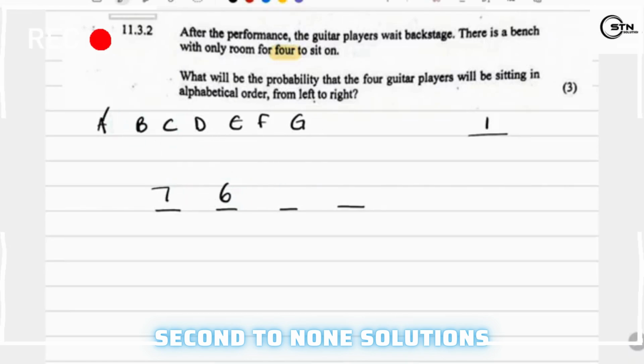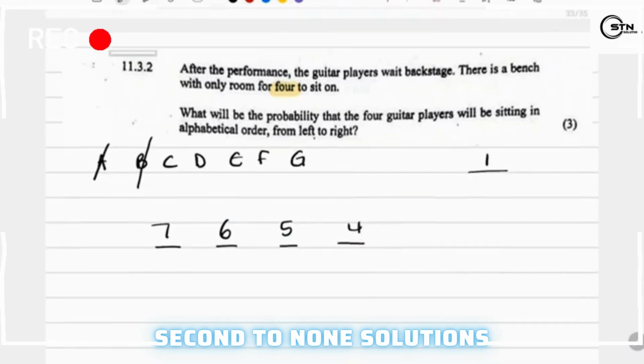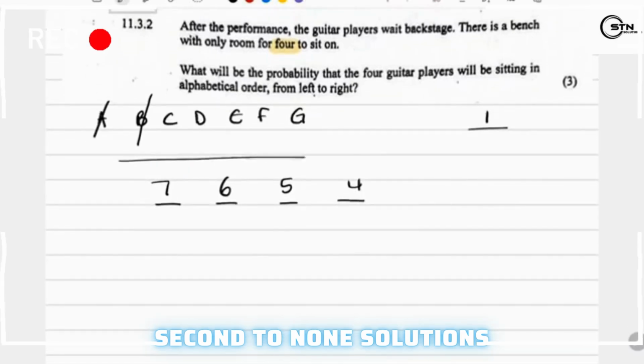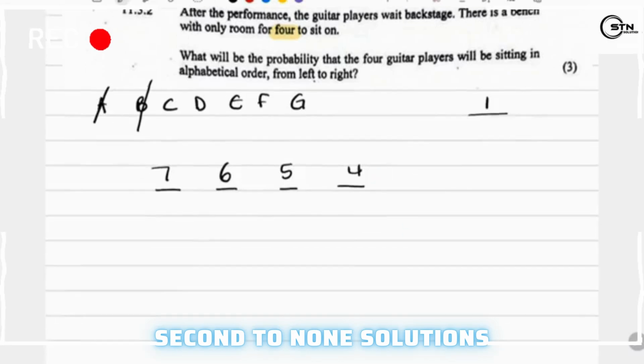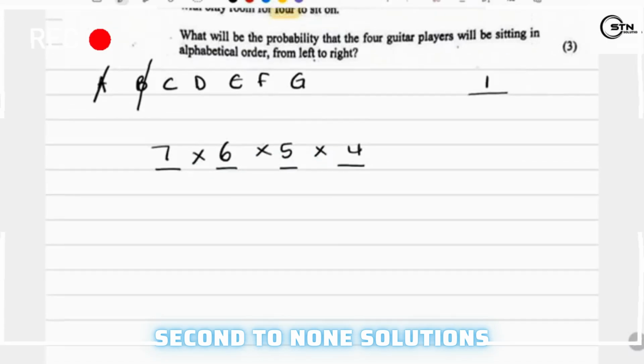So let's say A was seated in that first place. Then it means that there are only 6 more guitar players that could take the second position. Then after that one is seated, let's say it was B, there would only be 5 more positions, and then 4 more positions, okay? So that's how we're going to get the total amount of ways that they can be seated on the bench, just on that bench. So we'd have to multiply that, of course.